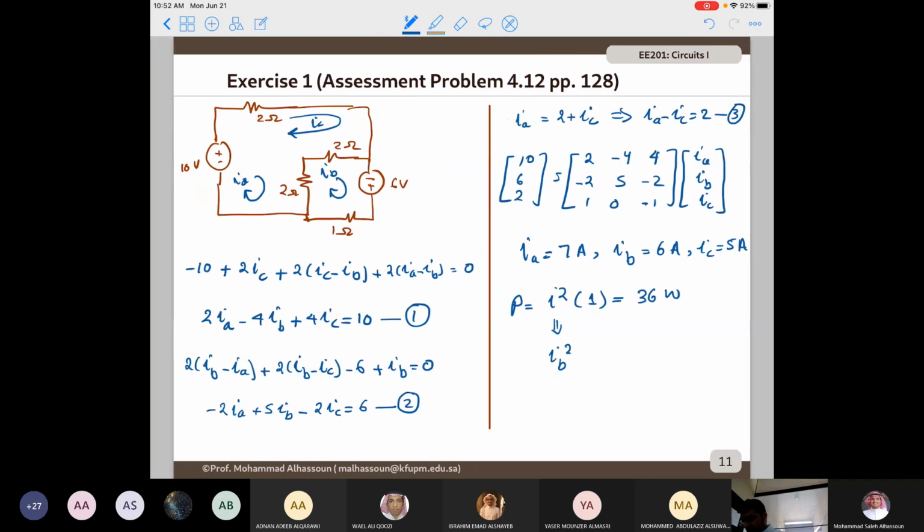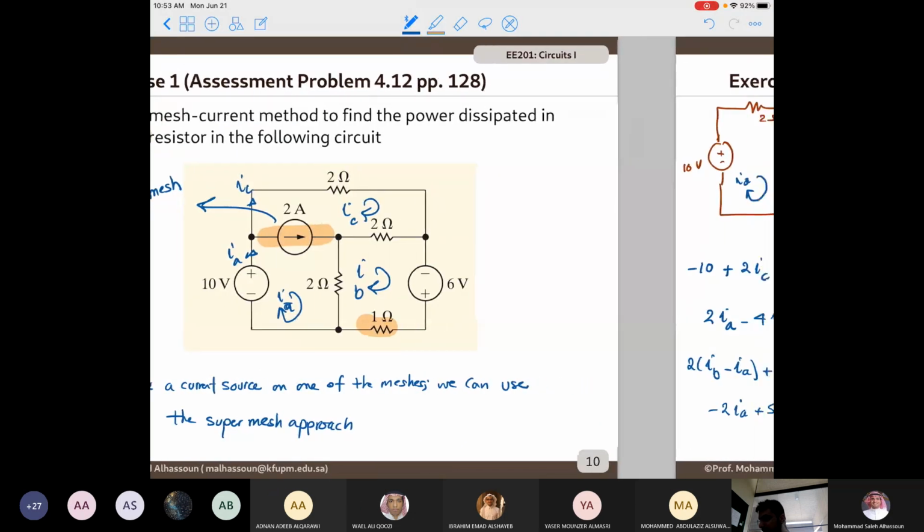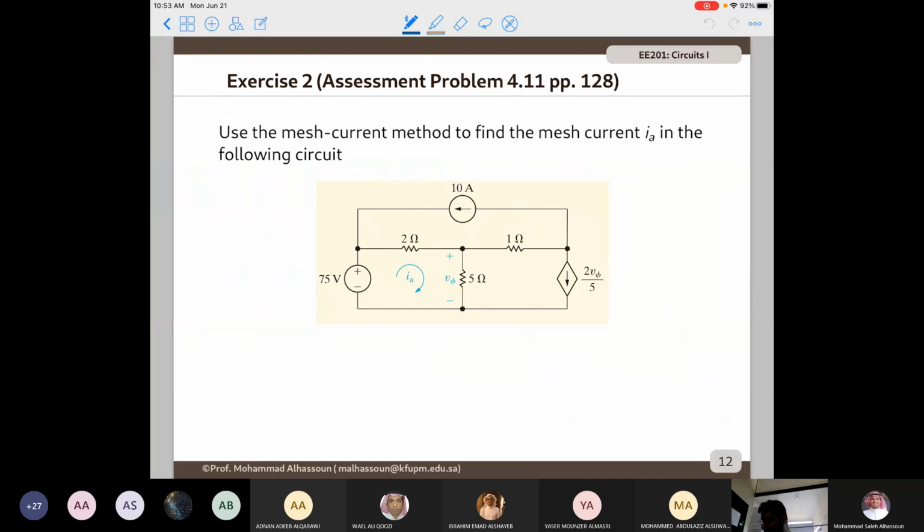Okay, we see that this application did not add anything new to us. The only thing that it does is simplify the calculation. It significantly simplifies the calculation. So now let's take another exercise, and this exercise is one of the most interesting exercises for a reason that we're going to see in a moment. We're asked to use the mesh current method to find the mesh current IA in the following circuit. We have IA. Let me call this one IB, and this one IC.